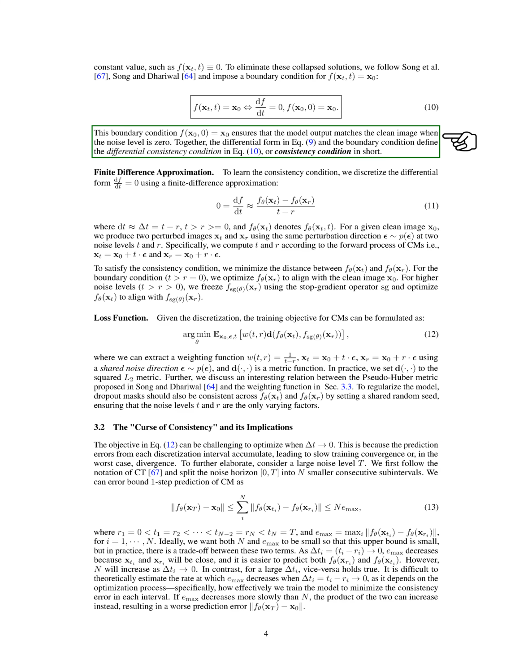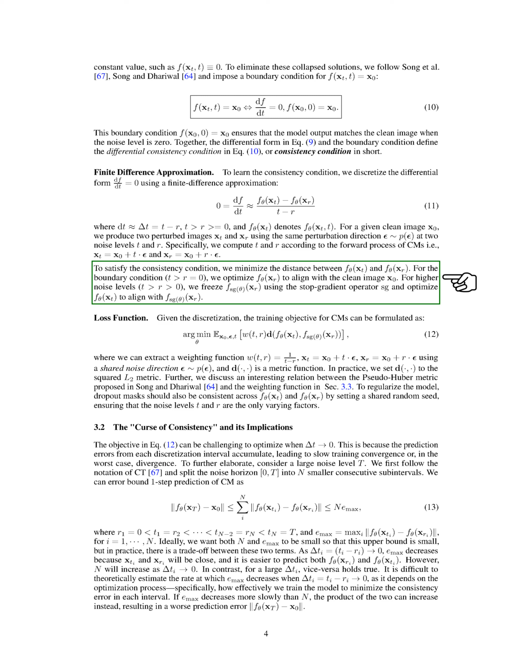We need to set a boundary condition to make sure the model output aligns with the clean image when there is no noise. To learn this consistency condition, we use a finite difference approximation. This involves creating perturbed images at different noise levels and minimizing the difference between the model outputs of these images. We also introduce a loss function that includes a weighting function and a metric function to train the CMs effectively.